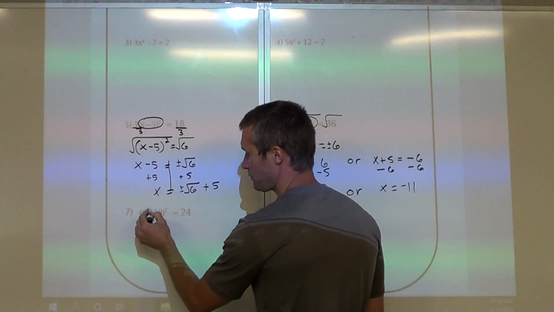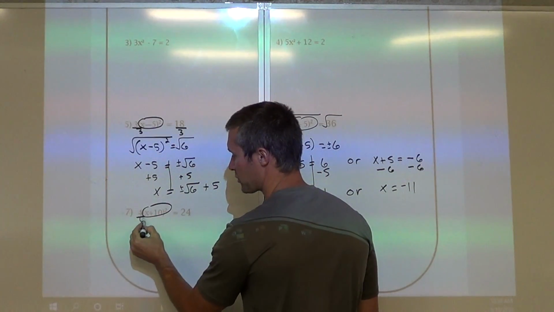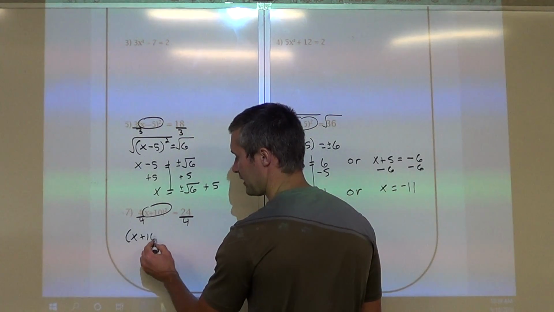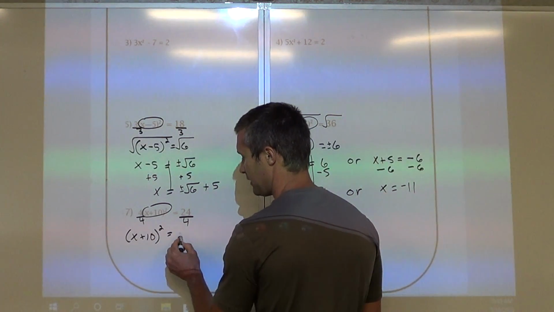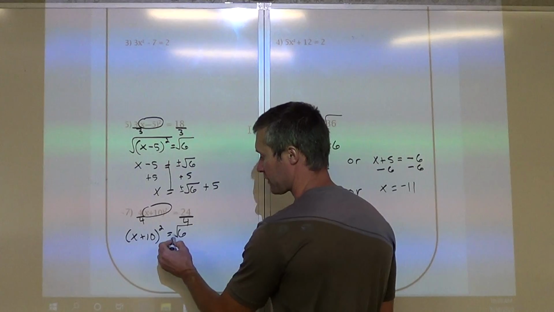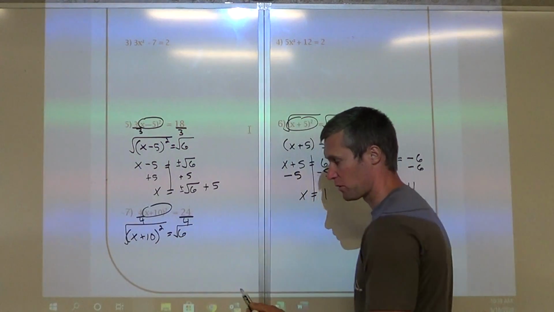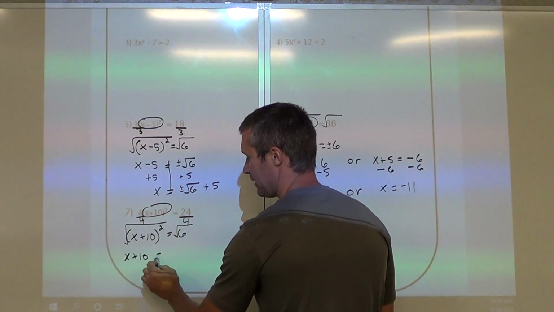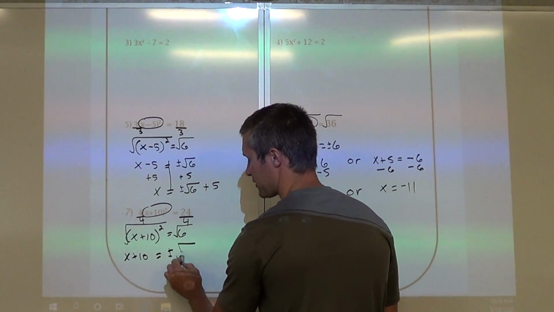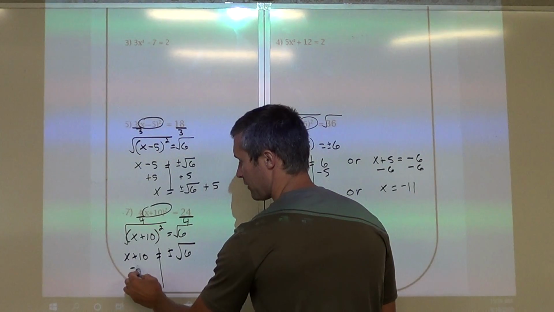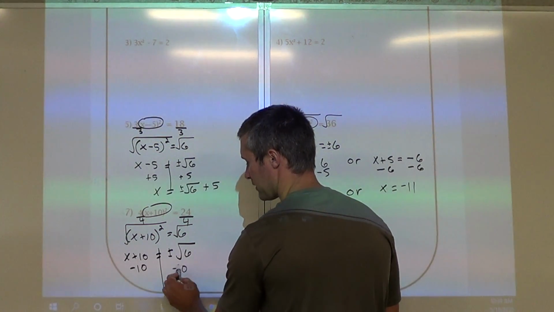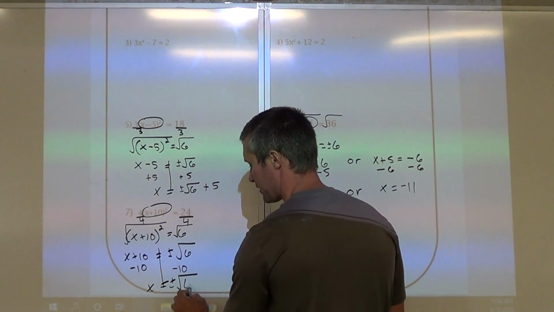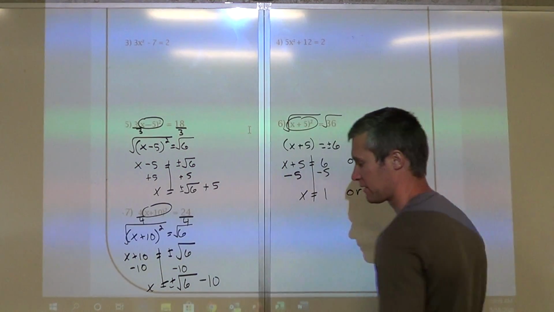Last one, we want to isolate again, subtract or divide by the 4. So the square root of x plus 10 equals 6, and then we take the square root from there. So the square root of 6 doesn't give me a whole number, so it would be x plus 10 equals plus or minus the square root of 6. And then we subtract 10. So x is equal to plus or minus the square root of 6 minus 10.